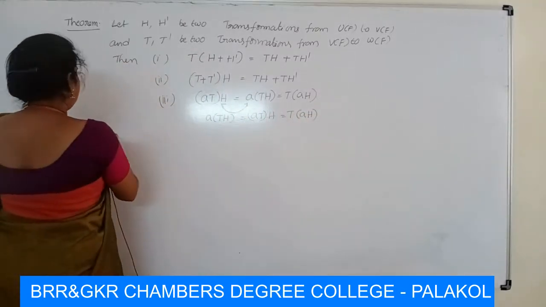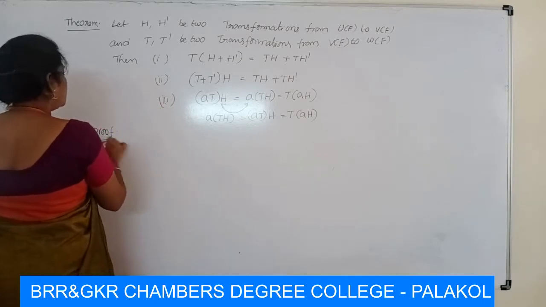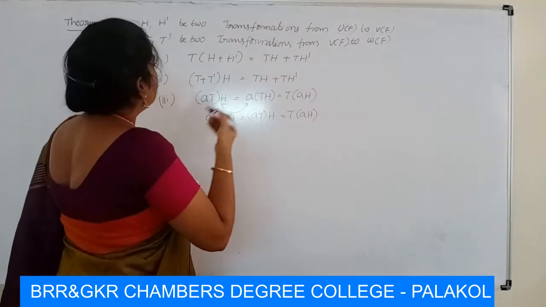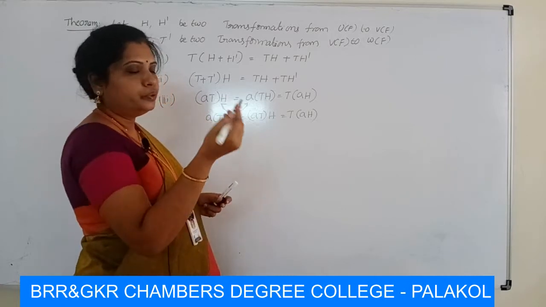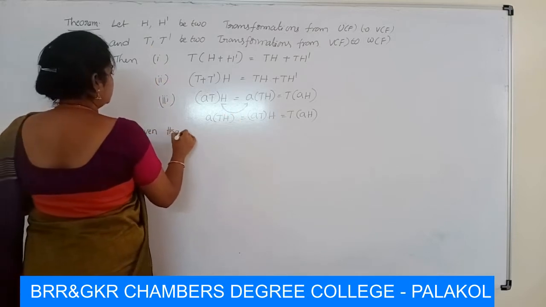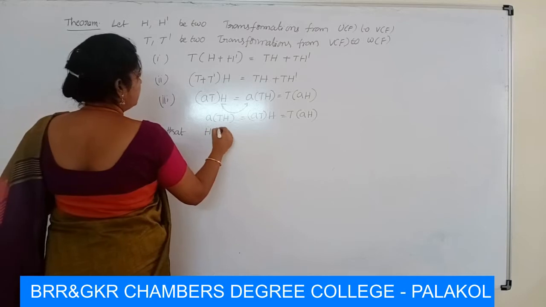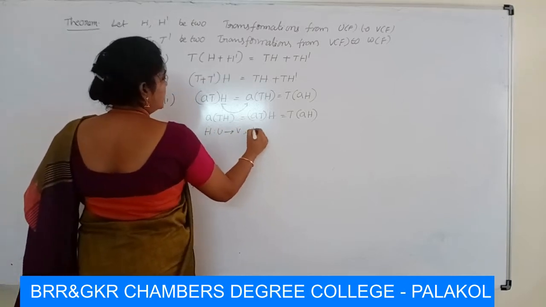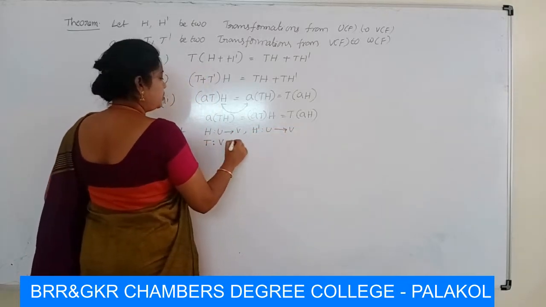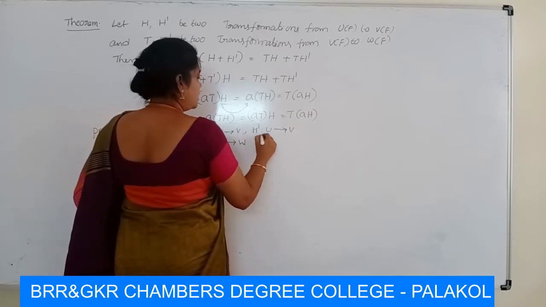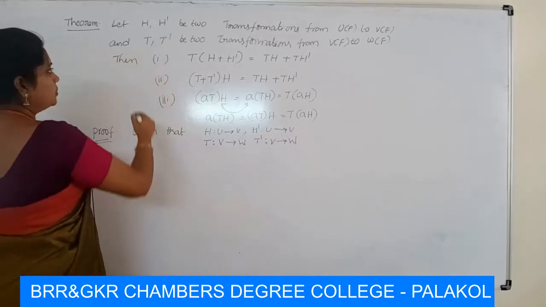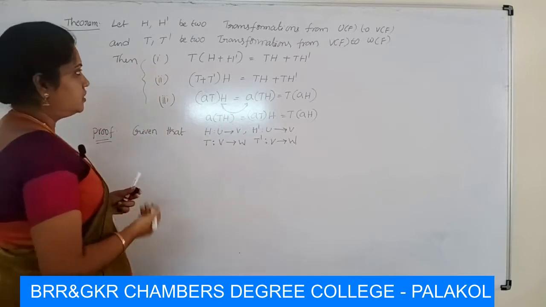So first condition, proof. Here T, T dash are the transformations from V to W and H, H dash are the transformations from U to V. Given that H is a mapping from U to V and H dash is also a mapping from U to V, and T is a mapping from V to W and T dash is a mapping from V to W. Now we prove these three properties of linear transformations.